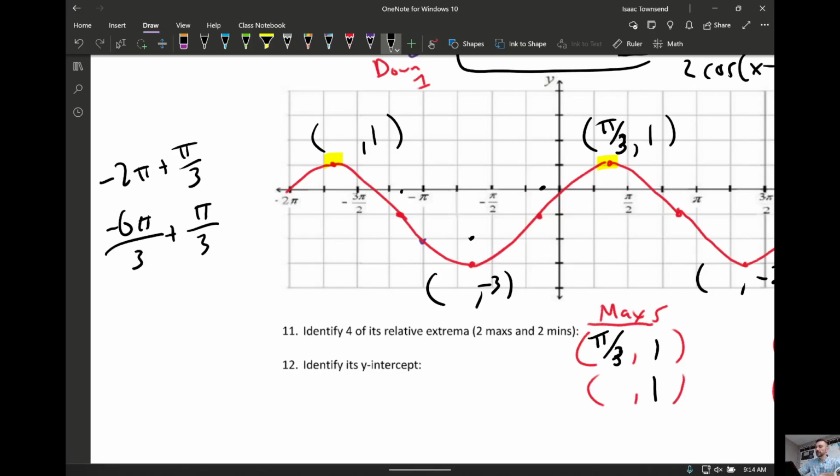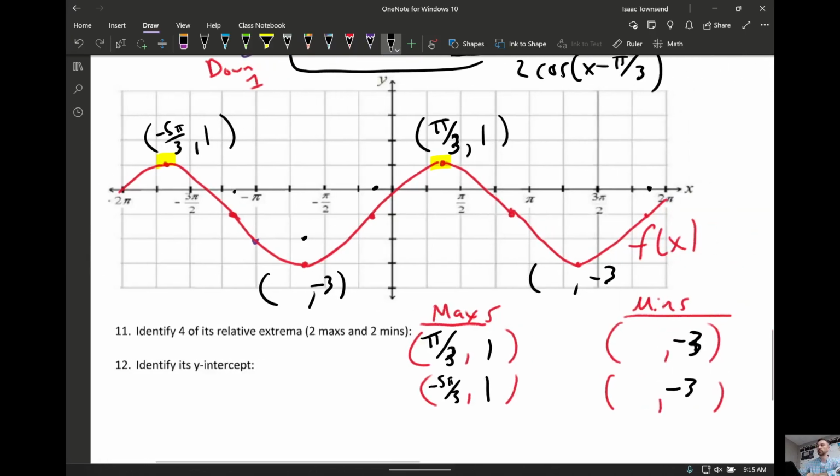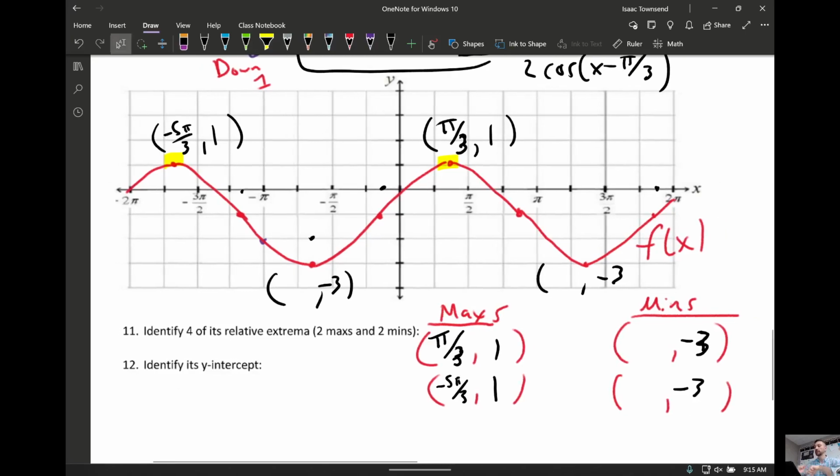If I get a common denominator, I believe that should be -5 pi over 3. Again, I'm going to test one of these points though. I would actually test both if I was you on a quiz.